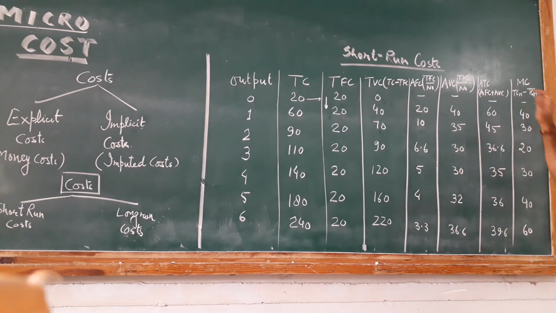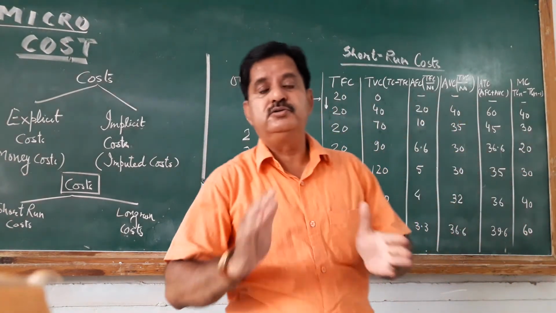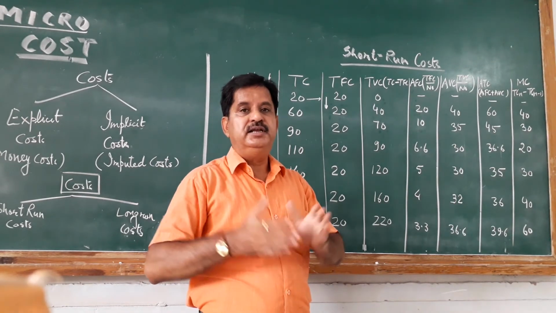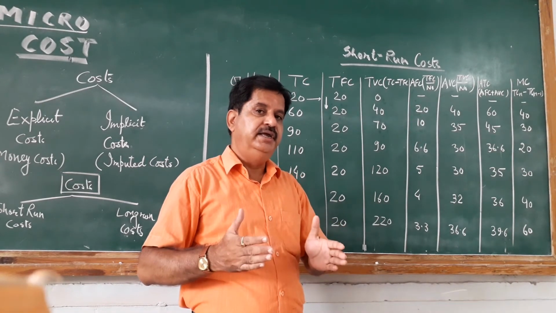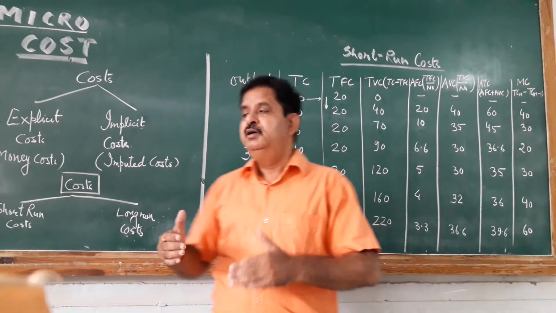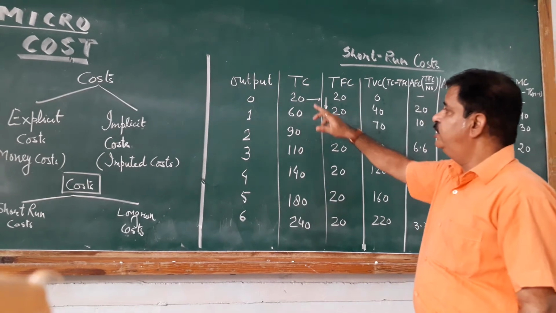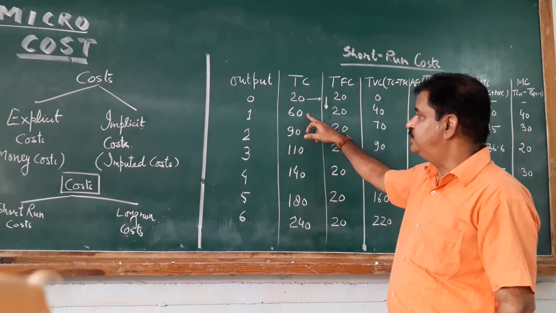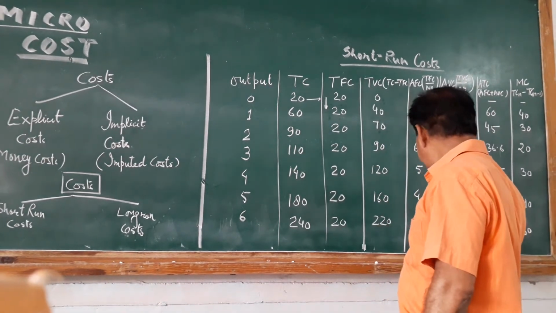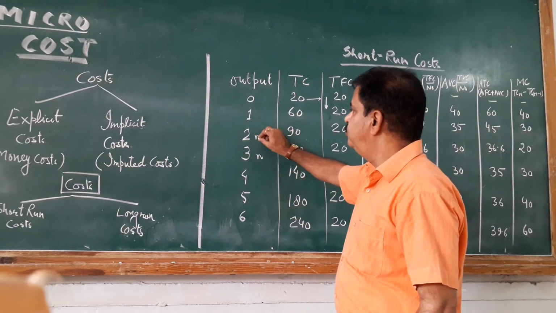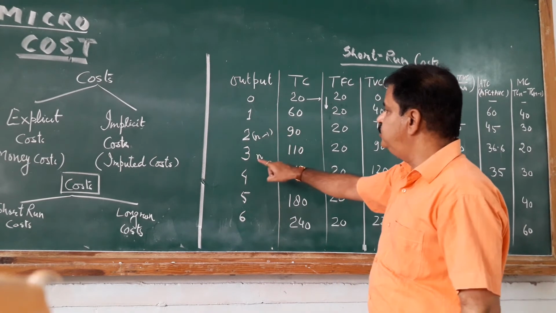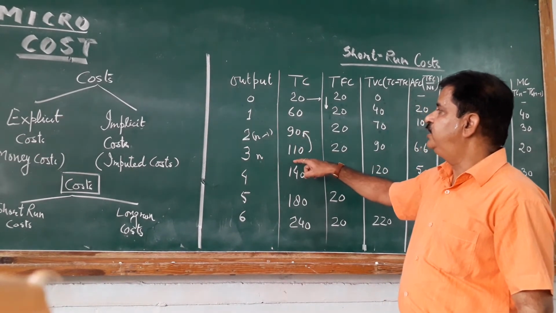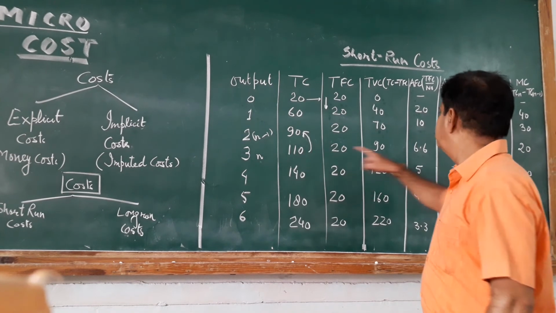The last one now is marginal cost. Marginal cost is the cost of production of one extra unit of output. It can be obtained by subtracting TC of n minus 1 units from TC of n units. Suppose this is the n unit, and this will be the n minus 1 unit. So TC of n unit minus TC of n minus 1 unit. 110 minus 90, this will be 20.